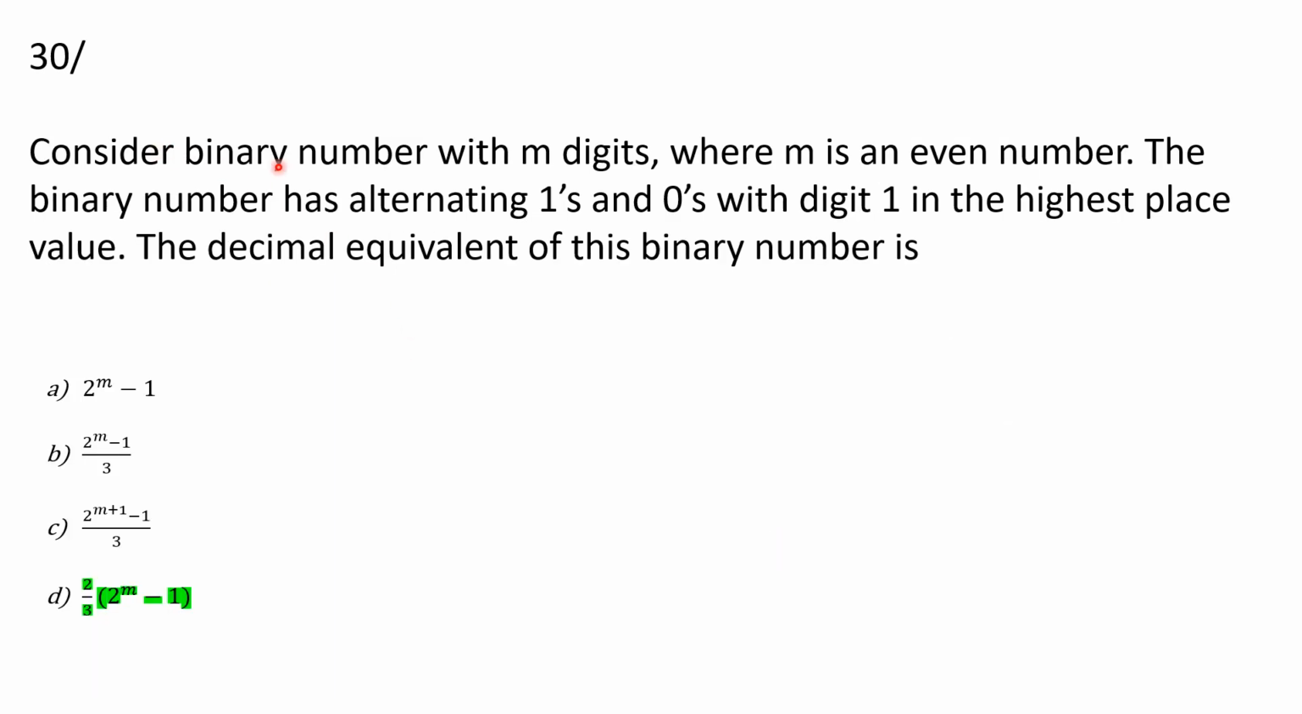Then consider a binary number with m digits, where m is an even number. The binary number has alternating ones and zeros, with digit 1 in the highest place value. The decimal equivalent of this binary number is, and here are the options. So when we solve it by trial method, we can find that option D will match. So the right answer is option D.